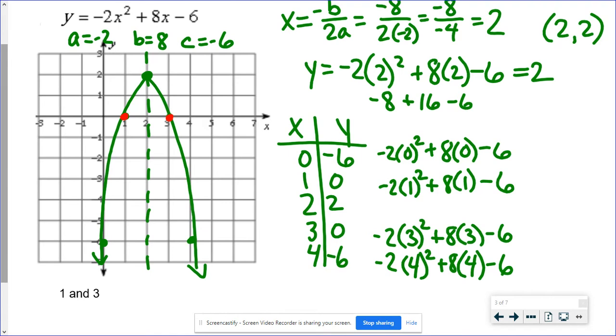When I check this, if you wanted to check by substitution, well, I guess I don't even really need to show that work because I already found it right here, right? When the y is 0, the x is 1. And when the y is 0, the x is 3.